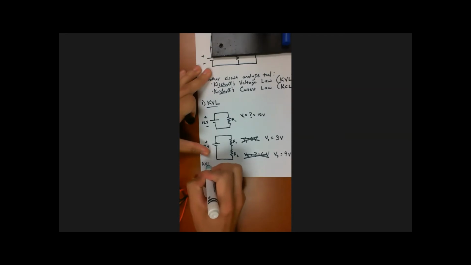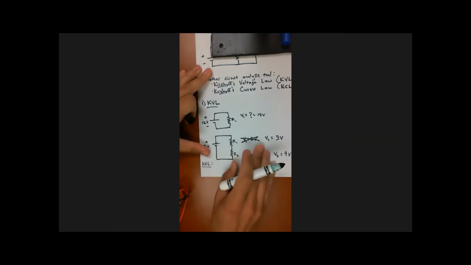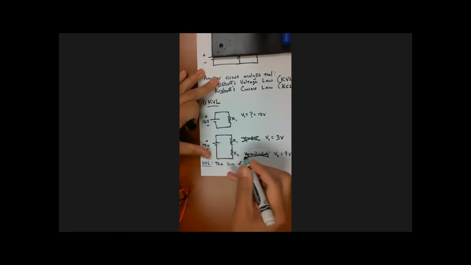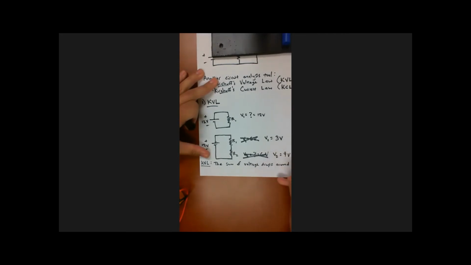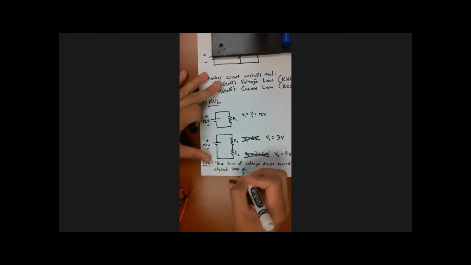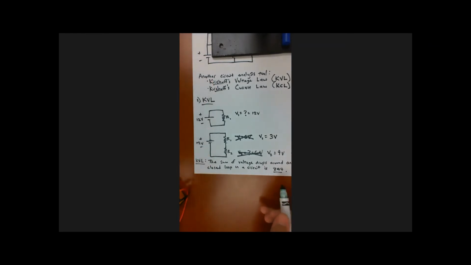What KVL says is that the sum of voltage drops around any closed loop in a circuit is 0.